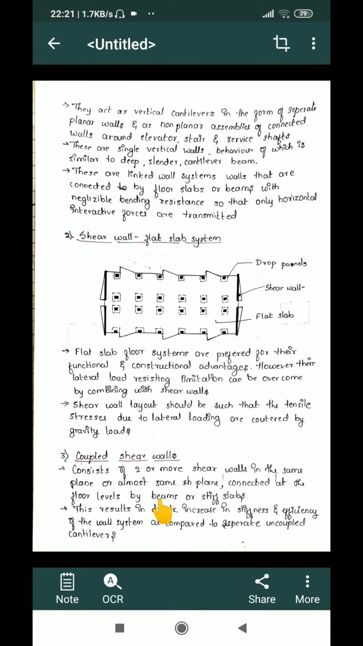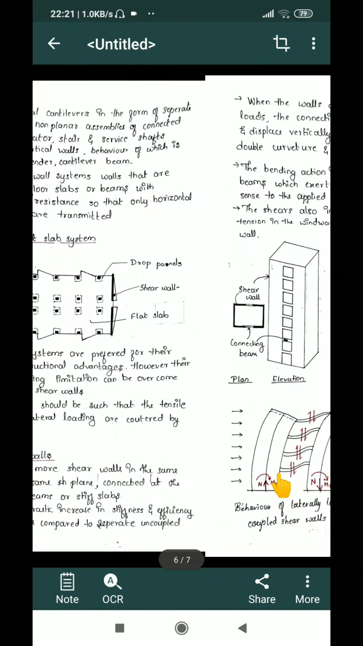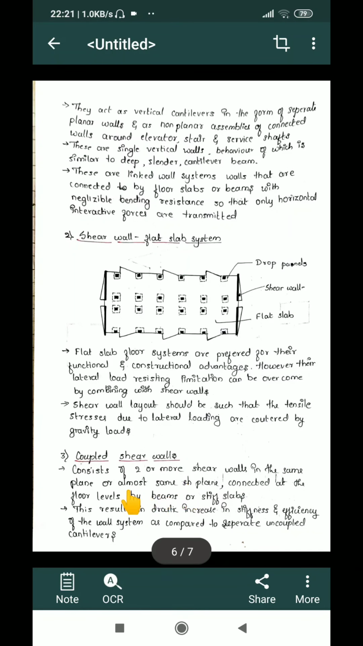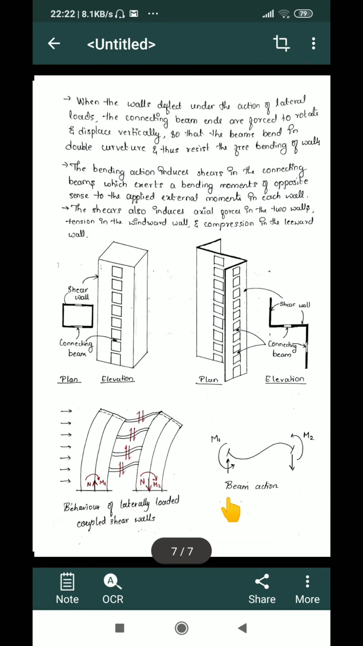Third one is the coupled shear wall type. In the coupled shear wall type, it consists of two or more shear walls which are in the same plane or almost the same single plane. These are connected at the floor levels by beams or slabs. This results in a drastic increase in stiffness and efficiency of the wall system.